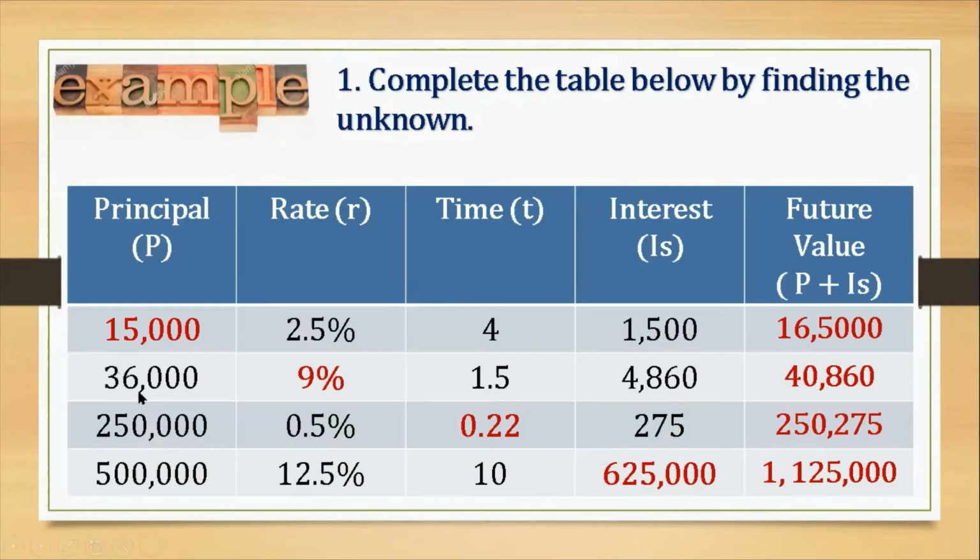Next, 36,000 plus 4,860. That's simply 40,860. So this is the exact one. So there is no typo error here anymore. Next, principal is 250,000 plus 275. That's 250,275. And for the last one, 500,000 plus 625,000. That's equal to 1,125,000. And that's how we solve for the future value.